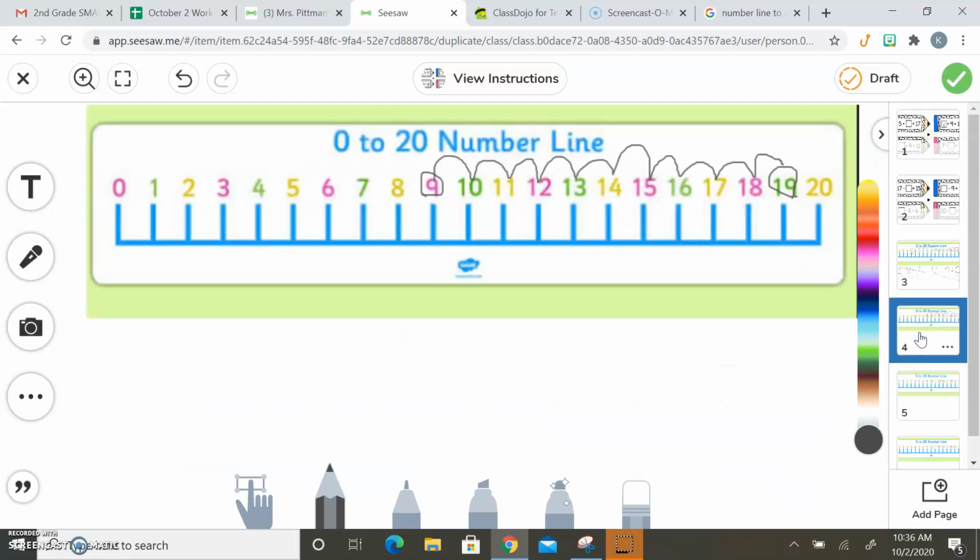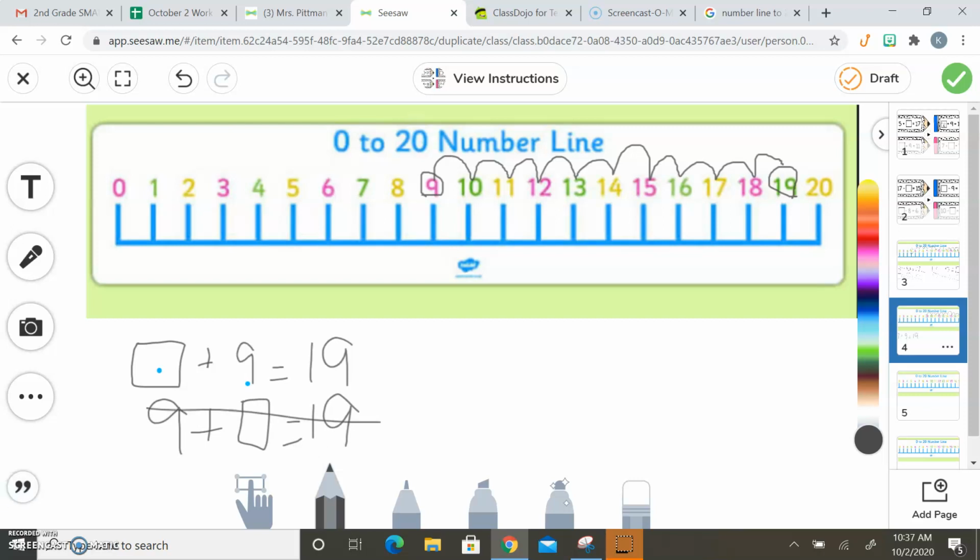Now, I could also think fact families, and I could use that, I don't know what it is, plus 9 equals 19. Well, I could take my little numbers, I like to call them, which is this one and this one, and I could switch them and say 9 plus box equals 19. But can we do 9 plus box or 9 plus I don't know? Nope, so that one doesn't work.